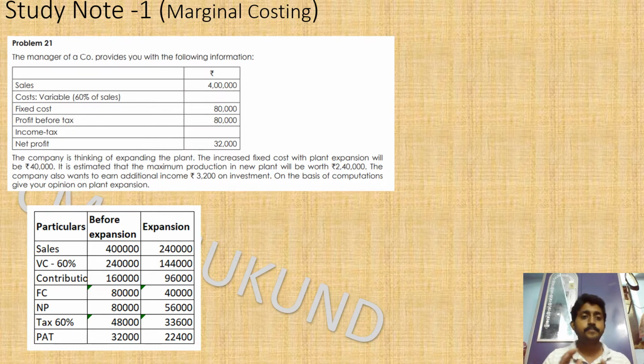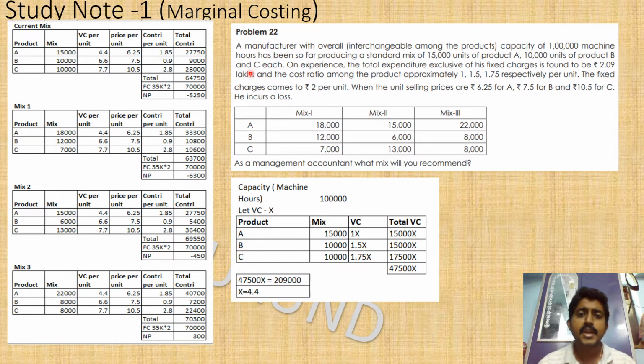Okay, so yes guys, so we will go to the next problem. A manufacturer with overall interchangeable among the products, okay, with overall capacity of 1 lakh machine hours. So a manufacturer is having 1 lakh machine hours as his capacity, has been so far producing a standard mix of 15,000 units of A, 10,000 units of B and C each. So 10,000 B, 10,000 C. This is his standard mix.